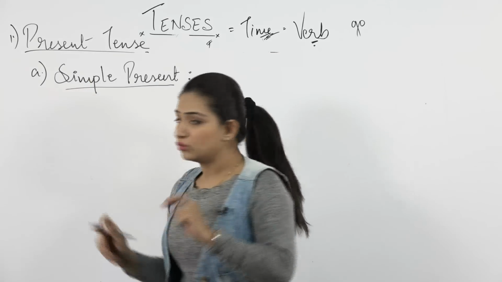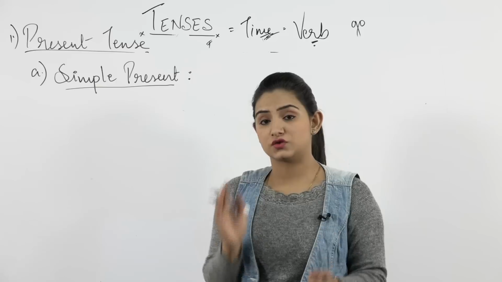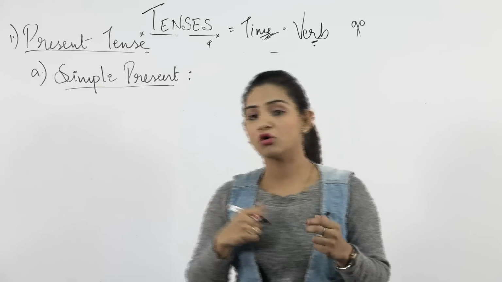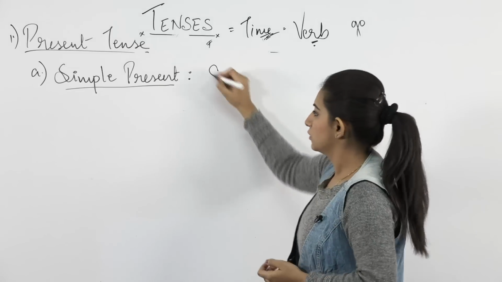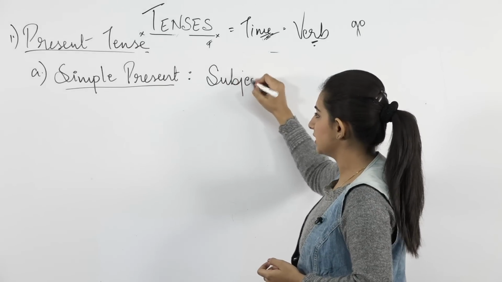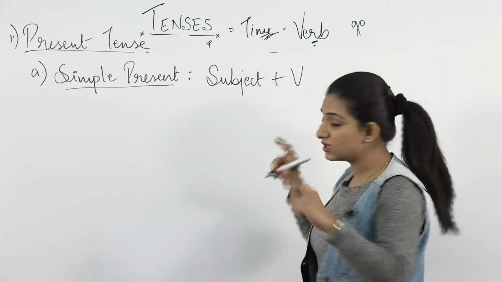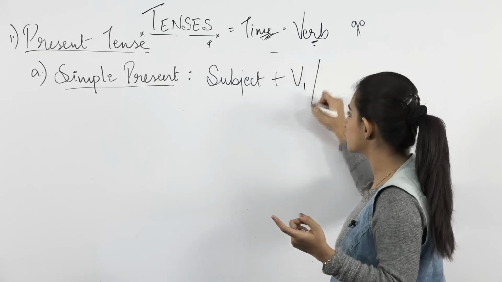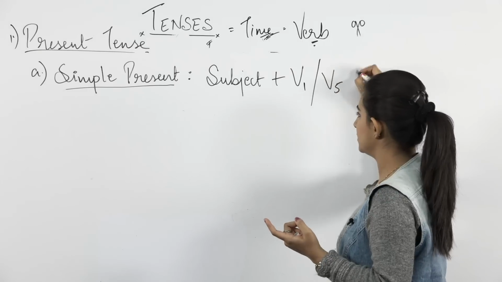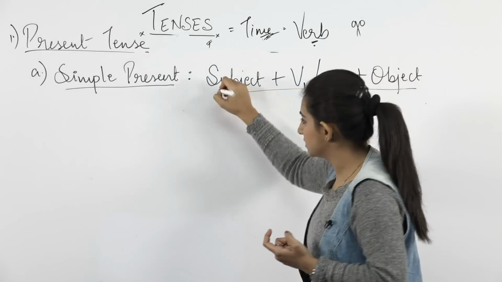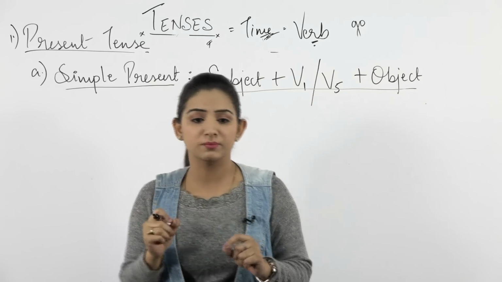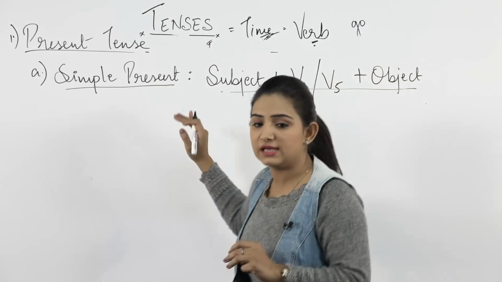If I want you to answer what is the structure of the sentence, अगर हम ये पूछे कि कौन सा sentence में कौन सा verb use होगा या फिर sentence का structure क्या होगा, so the first thing will be you will place a subject, then either verb's first form will be used or verb's fifth form will be used plus your object. So this is the sentence structure of simple present. Okay, तो ये क्या है sentence structure?